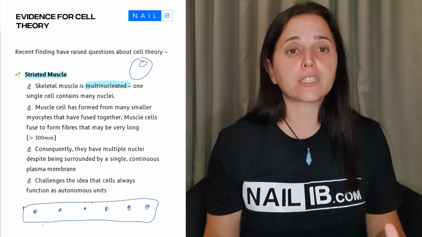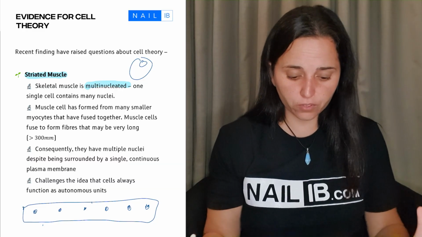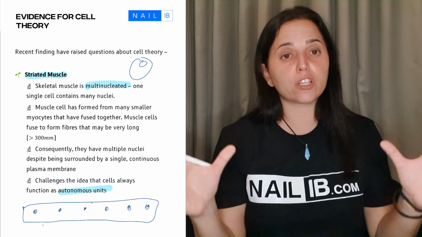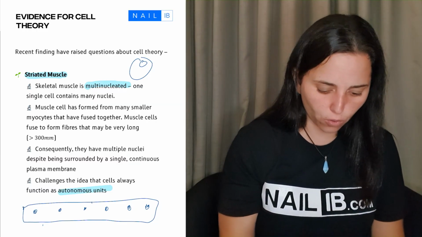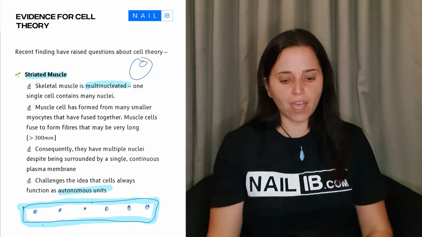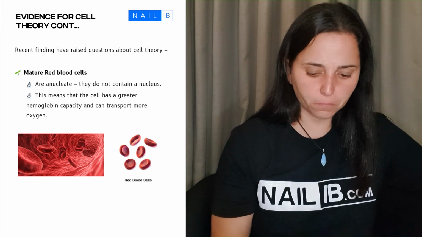They're an exception. They don't have one nucleus per cell. This is a bunch of nuclei per cell. So here you can see they're working as an autonomous unit. That means all together as one with their plasma membrane. As you notice, the plasma membrane is all connected to each other. So that is completely separate from what the cell theory says.